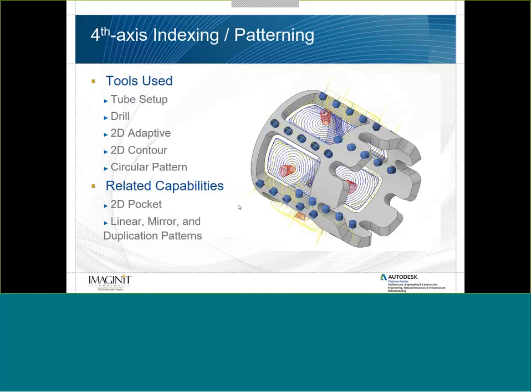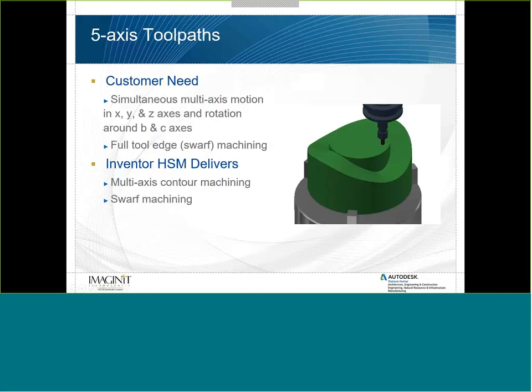All right, so we looked at a tube setup this time, but we did a drill operation where we're setting the tool orientation, 2D adaptive and 2D contour where we're wrapping the tool path, and 2D pocket was in there as well. Circular pattern, right, to go in and pattern that around. Some other related capabilities, we have linear, mirror, and duplicate patterns that can be done if we had geometry that, again, fit those particular occurrences. So again, some nice variety for that. Again, support for tombstoning in this same kind of manner.